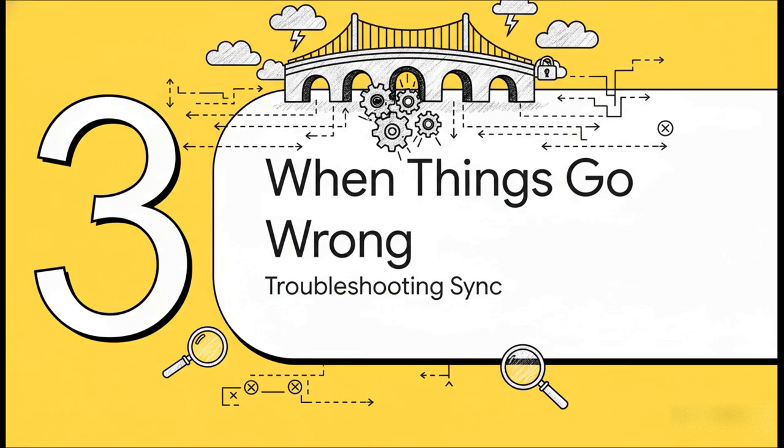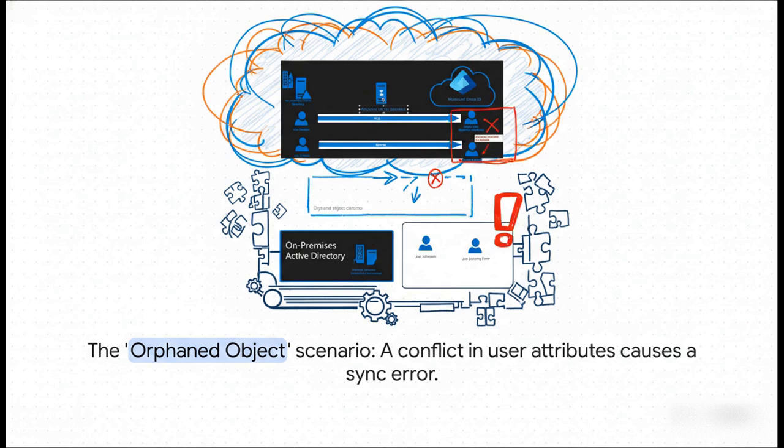But of course, even with the best plans, things can hit a snag. So let's shift gears and talk about troubleshooting some of the most common synchronization errors you might run into. So here's a classic problem. Let's say on-premise, in your Active Directory, you have two different people, Joe Johnson and Joe Jackson. But when they get synced to the cloud, somehow they both end up with the same user principal name. Well, the system sees that conflict, flags it, and quarantines one of the accounts, which stops any future syncs for that object.